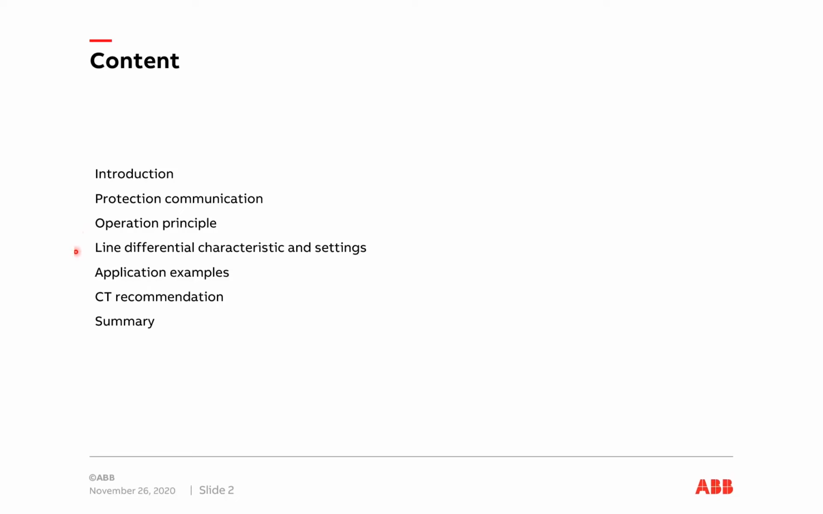Then we take a closer look at the line differential operation characteristic and how to define its settings. Then I will show you different application examples where line differential protection can be used. And then finally, before we end up with a summary, I will bring up a couple of things about CT recommendation and where to find more information on that topic.